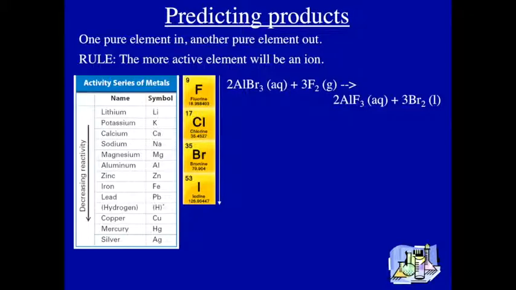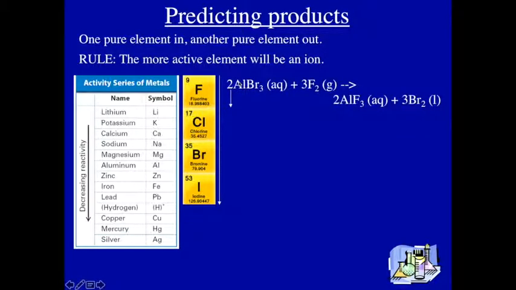Now, the other activity series we see here, we see aluminum bromide. We have fluorine gas getting bubbled through the solution. And we end up with aluminum fluoride and bromine liquid, which would be accumulating in the solution along with the water. So in this particular case, again, be aware of what you're seeing. Aluminum bromide. Aluminum has a +3 charge.